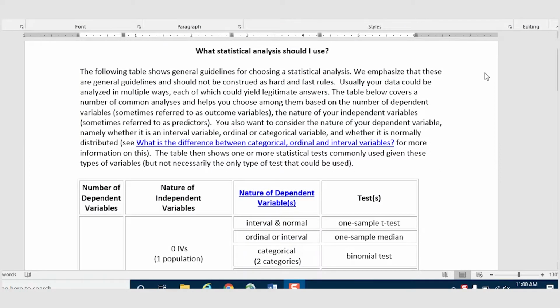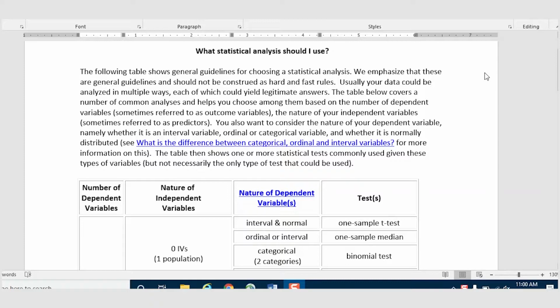Okay, in this video, I'm going to walk you through how to choose which statistical test to use. And this is really a fairly difficult task. I would say that this is the thing that I have a lot of people come to my office about. What statistical test should I use in my data analysis?